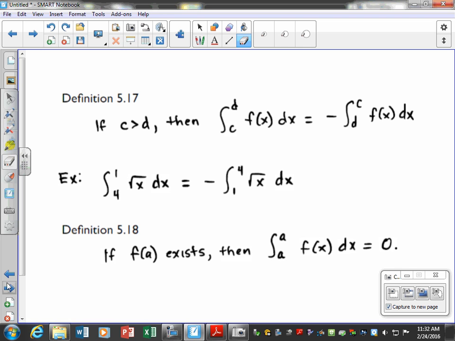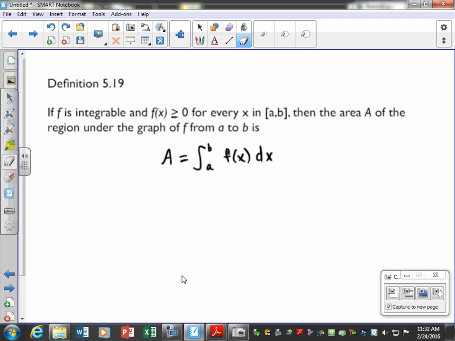Okay, definition 5.19 is basically the big picture of where we're trying to go. Where we did all those Riemann sums before to get an approximate area under the curve, now we can evaluate integrals to give us that area. And with a definite integral, we're going to be using this method for the next few problems. So we're going to work with that now.